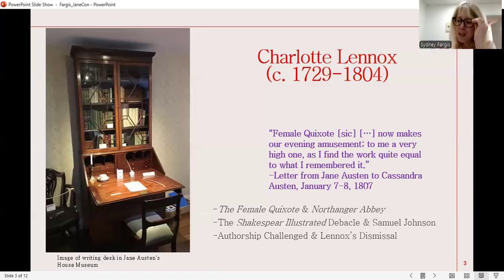Due to preserved letters, one we just looked at, we are well aware that Austen read The Female Quixote more than once and that she loved it. But when scholars reference authors who might have inspired Northanger Abbey, it's Anne Radcliffe and Frances Burney whose names come up, not Charlotte Lennox. So why is that?